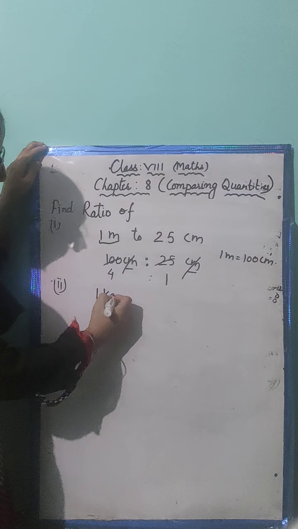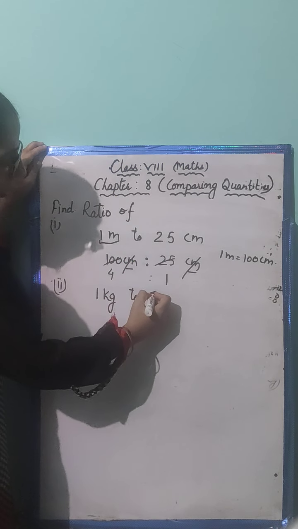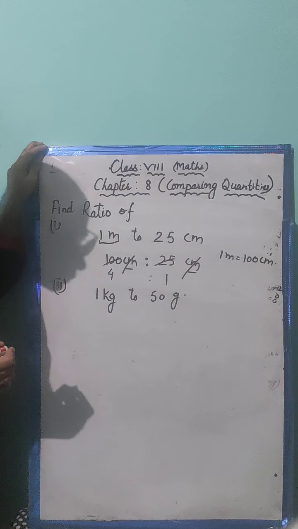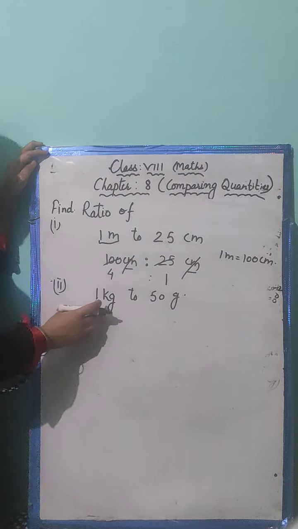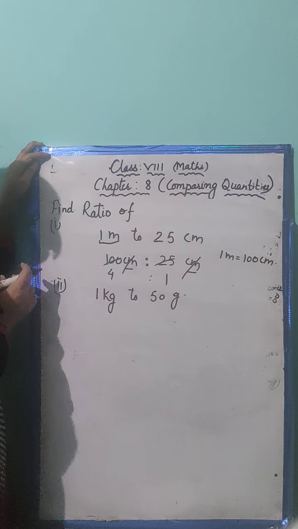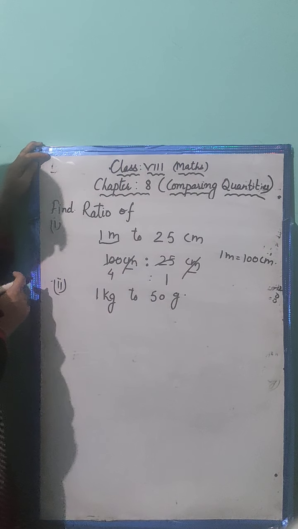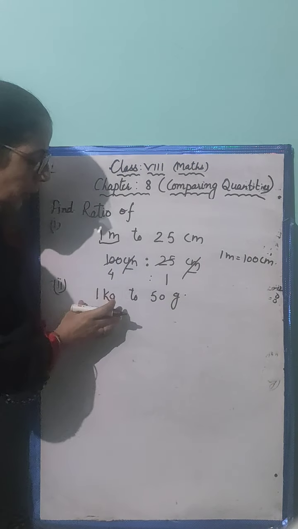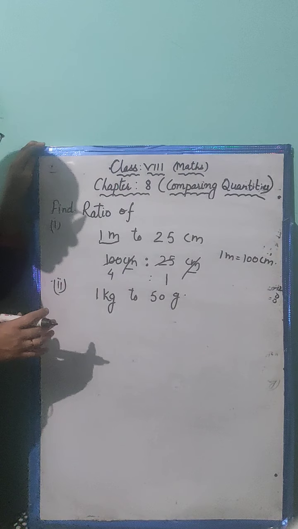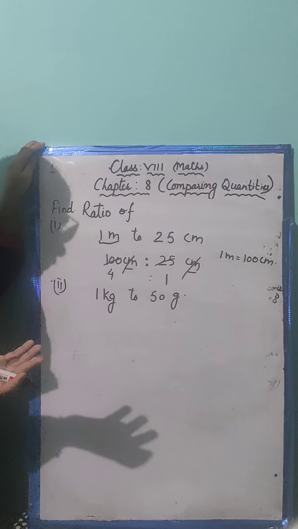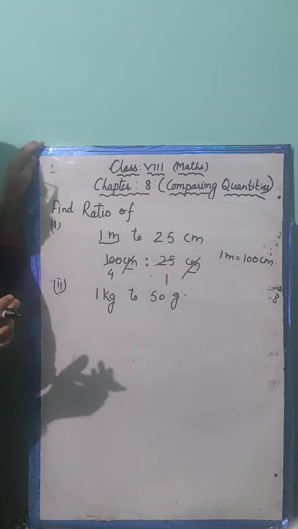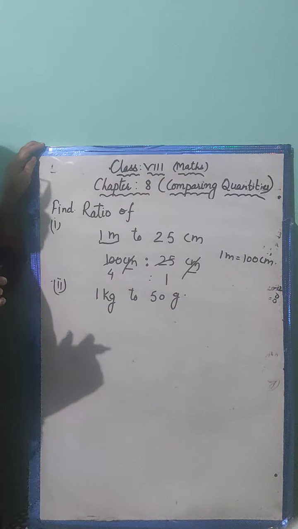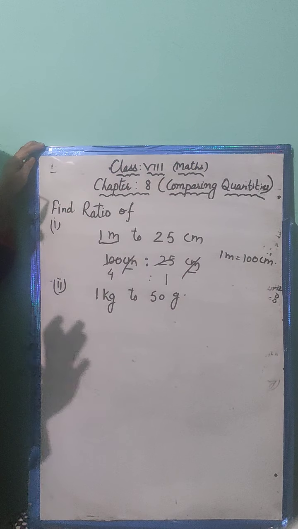If I have to find the ratio of 1 kilogram to 50 gram. What should I do here? 1 kilogram to 50 gram. 1 kilogram means how many grams? Because what is easier, to change the smaller unit or to change the greater unit? Greater unit, when we turn it into the smaller unit, we will multiply. But if we change a smaller unit into a bigger one, we will have to divide. So that can be cumbersome.